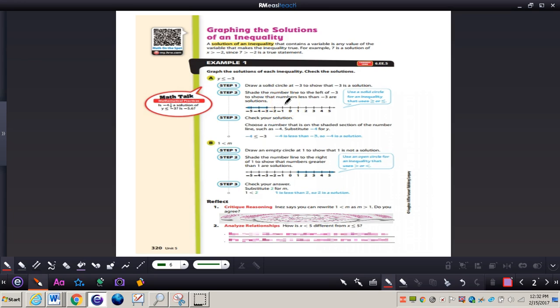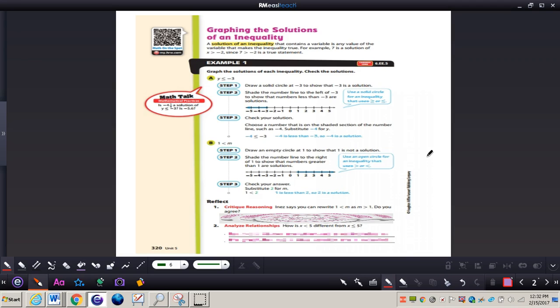For step 2, we want to shade the number line to the left of negative 3 to show that the numbers less than negative 3 are also solutions. Not only is negative 3 a solution, but any number to the left of negative 3 is a solution. Why? Because the inequality is y is less than or equal to negative 3. We're going to check the solution now. I'm going to choose a number that is on the shaded section of the number line, such as negative 4.